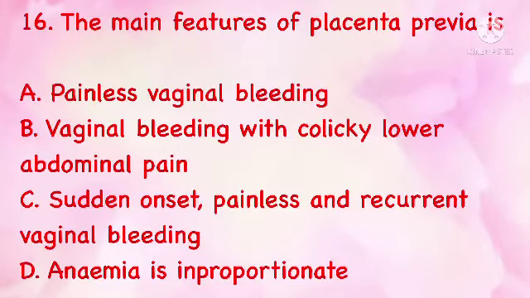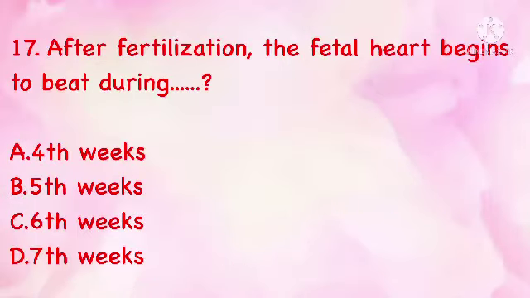The main feature of placenta previa is painless vaginal bleeding with colicky lower abdominal pain, sudden onset, painless and recurrent vaginal bleeding, anemia is disproportionate. And the correct answer is A. Painless vaginal bleeding. After fertilization, the fetal heart begins to beat during 4th week, 5th week, 6th week, 7th week. Correct answer is A. 4th week.